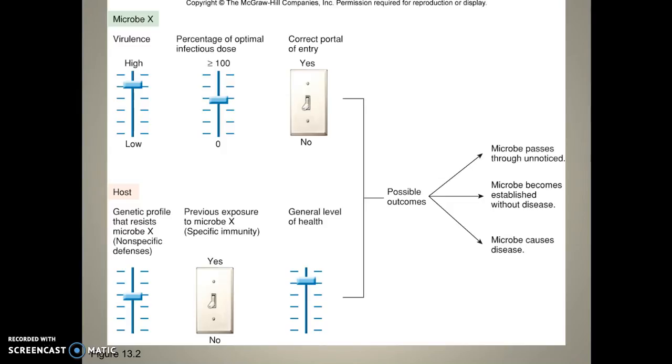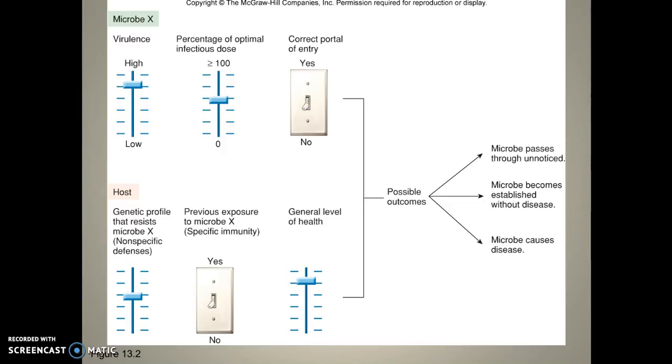Then we have the host factors. You as a host have lots of different ways in which you can fight off an infection or prevent a disease. The host factors that contribute to whether or not you get sick are your genetic profile, so whether or not you are susceptible even genetically to that. And then the function of your non-specific host defenses, which we'll talk about more when we get into immunology. And then whether or not you've been exposed to that microbe before. If you have been, you have some memory of that and your body might be good at fighting that off. And then lastly, your general health.